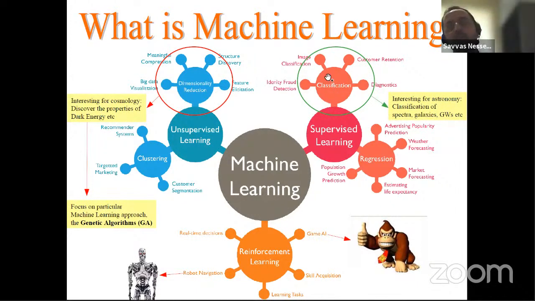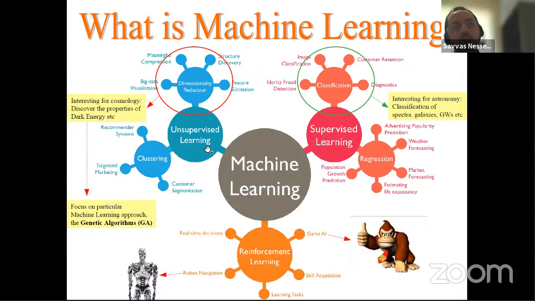So for example, you can train a neural network to learn to identify spectra or galaxies or gravitational wave templates and so on. So for example, you can train the neural network to classify the galaxies into, I don't know, spiral galaxies, elliptical galaxies, and so on. And this is very important because future surveys like Euclid and so on, they will take images of hundreds of millions of galaxies, and obviously you cannot really classify them one at a time, and manually, more importantly.